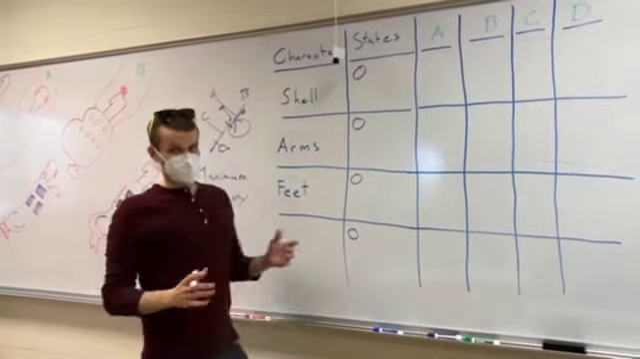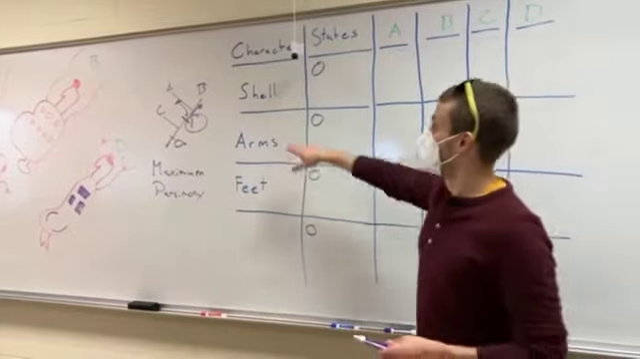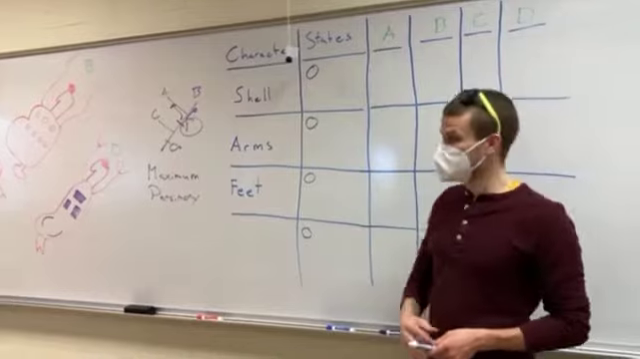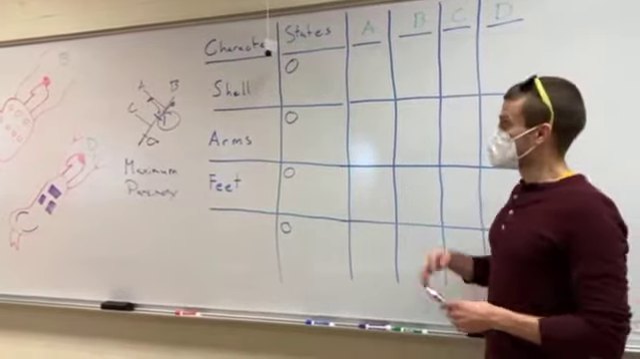Or as one of my biology professors said early in my career, keep it simple, stupid. You don't want to overly complicate things. You want to use the least number of transitions possible, and so we're going to be doing so in our character state matrices.